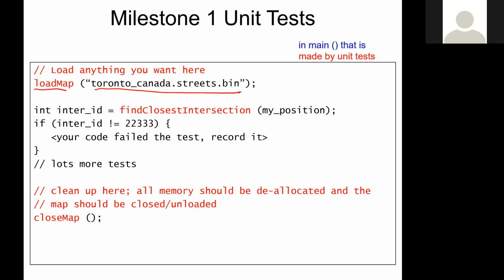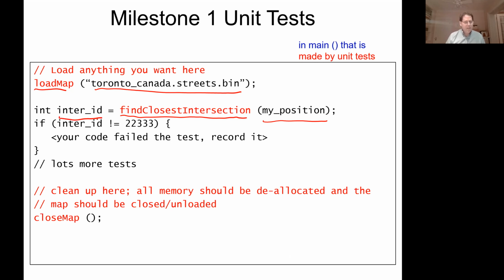After we return, this unit test is going to call some of your other API functions. This particular one is about testing some of your intersection related functions. For example, it's going to call find closest intersection, okay? And it's going to pass in a lat long position. We've got some variable, my position, that we've set. We ask, what's the closest intersection? We capture the result in this inter ID, and we already know the answer. For the my position we passed you, we know that the intersection ID closest to it in Toronto is 22,333. If you did not return that value, you failed the test.